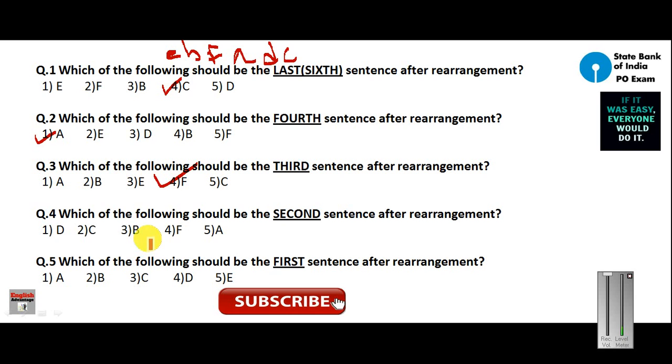Which of the following should be the second sentence? Second, EB, B should be your answer. Which of the following should be the first sentence? E, so E should be your answer. So you have corrected all 5 sentences. This way you can solve this para jumble quite easily, just by correlating and applying simple logic.